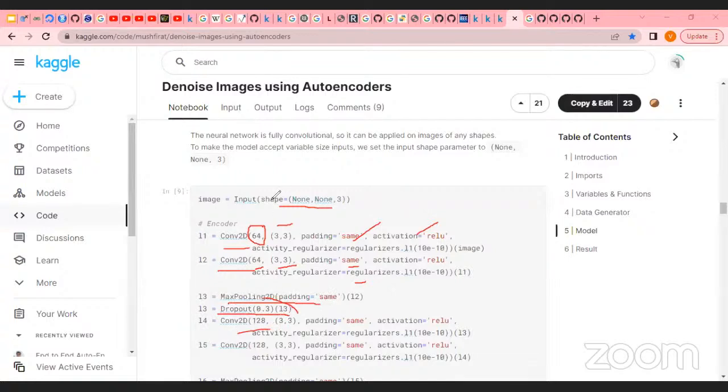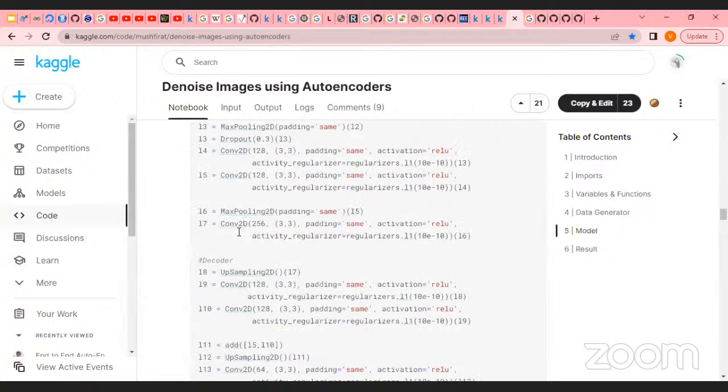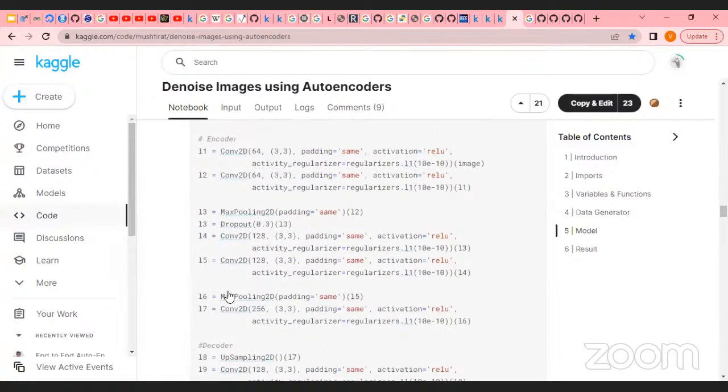Then in layer 4, I increase my filters again. I take 128 filters of 3 by 3, with padding, activation function, and regularizer. Again I create one more layer of 128 filters of 3 by 3. Then max pooling, and then Convolution 2D, where I increase from 128 to 256 filters. This is how the 7 layers are created.